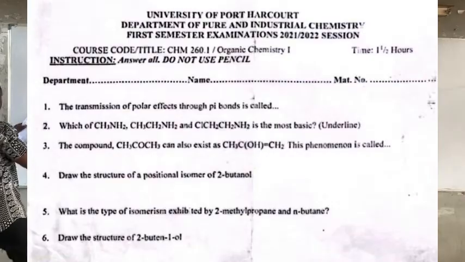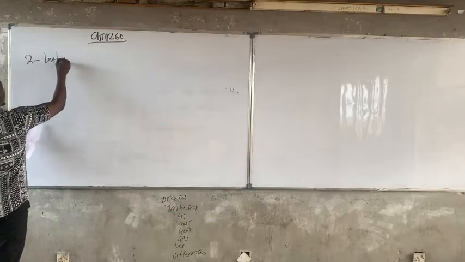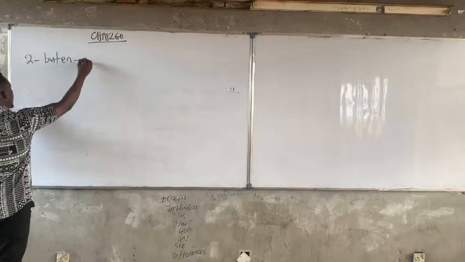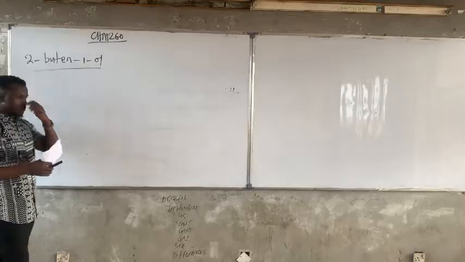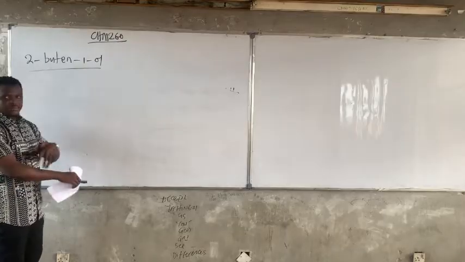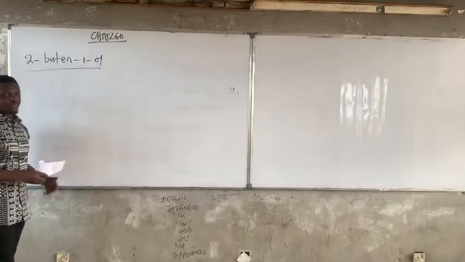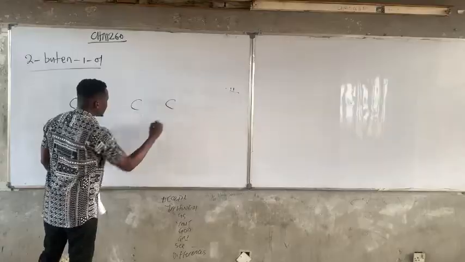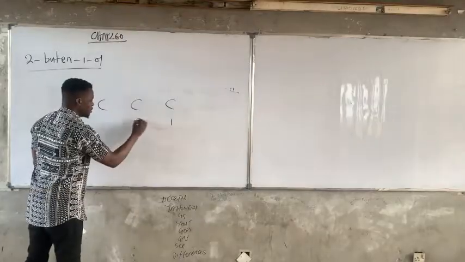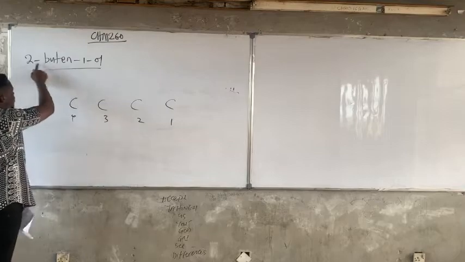Okay, number 6. Number 6 says, draw the structure of 2-buten-1-ol. This is basically an organic compound that has a 4 carbon chain, a double bond at position 2, and OH at position 1. So we start by numbering the carbons 1, 2, 3, and 4.